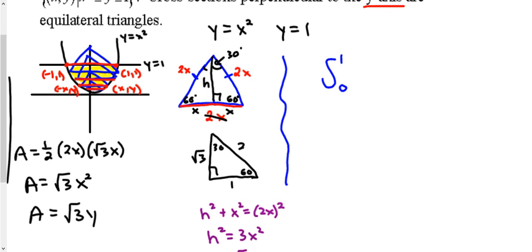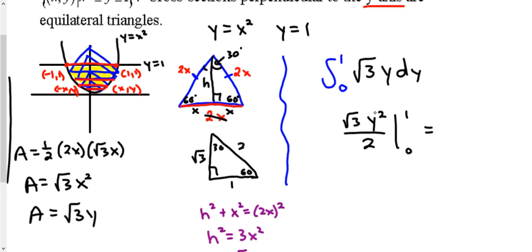So the area of one triangle is the square root of 3y, and then we integrate that with respect to y. Antiderivative of this would be square root of 3y squared over 2. We'll do it from 0 to 1. Plug 1 in there, we get square root of 3 over 2. Plug 0 in there, we get 0. So the area is the square root of 3 over 2.